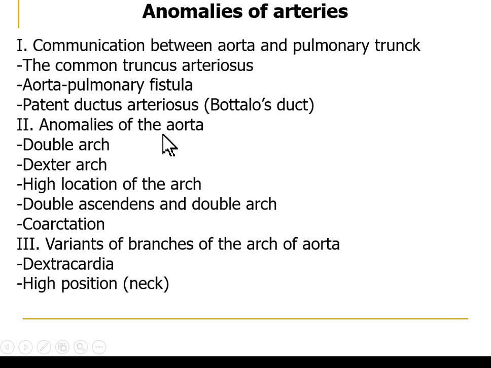Anomalies of the aorta. Double arch of the aorta. Right aortic arch. High location of the arch. Double ascending aorta and double arch of the aorta. Maybe coarctation of the aorta.